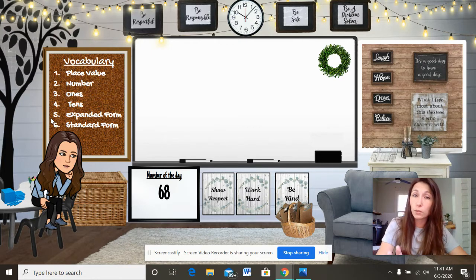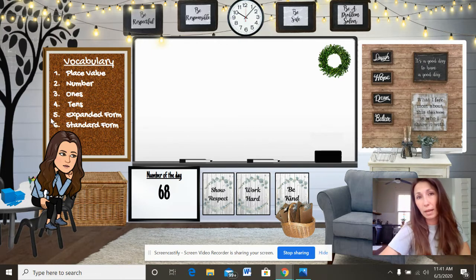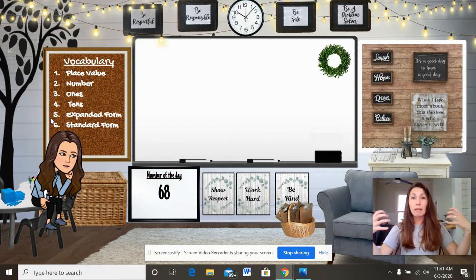Number 5, there's a really easy way to remember expanded form. When you expand a number, you take your whole number and you expand it with a number sentence. And you'll see us do that with our number of the day.